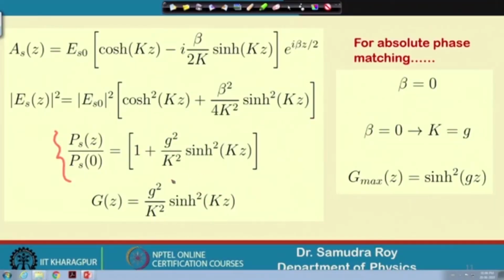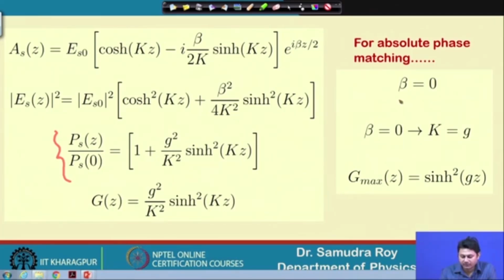This gain value will reach a maximum when there is absolute phase matching, that is beta is equal to 0. For beta equal to 0, we have a maximum of gain, which is sinh square gz. So, this is the standard expression for gain for 4-wave mixing in optical fiber. So, we just derived these things and understood how parametric amplification can be generated in optical fiber, and there are certain phase matching conditions.